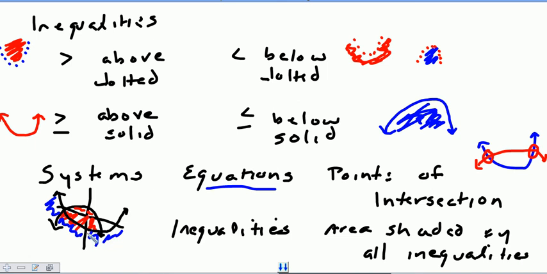Alright, so what part did I shade both times? Well, the part I shaded both times was this, that was underneath of both of those. So you need to pay attention. Am I shading above or am I shading below? The part that you shade both times is the solution to the system of inequalities.